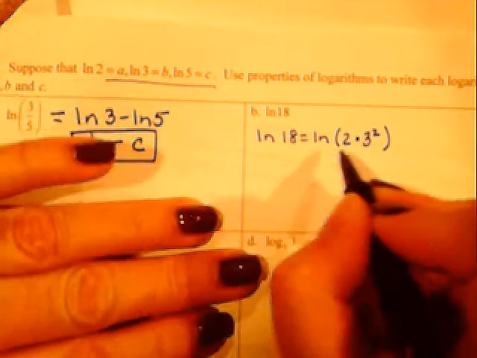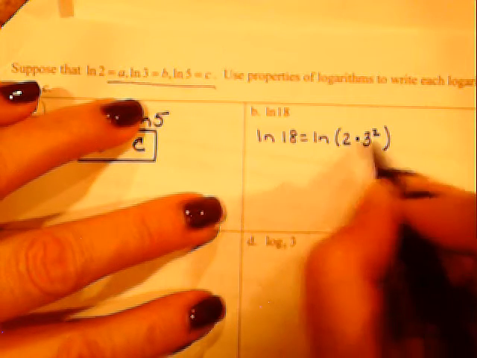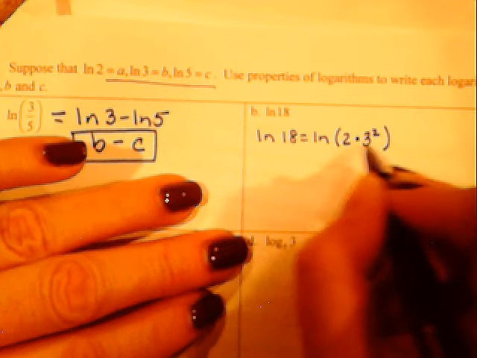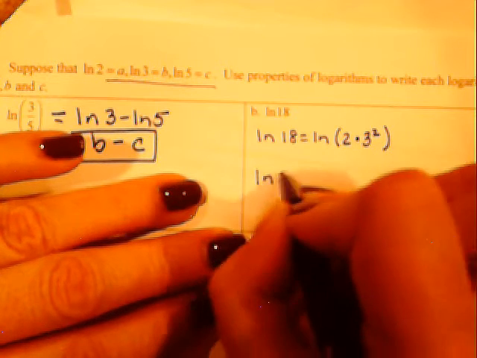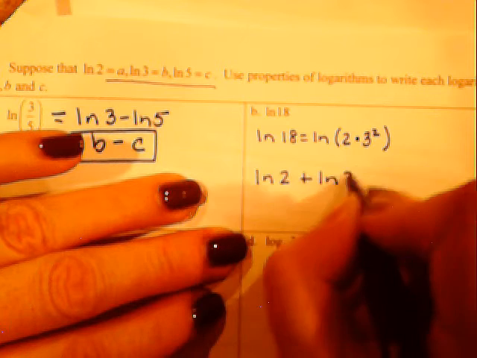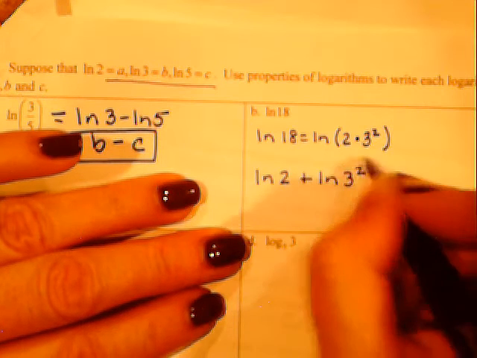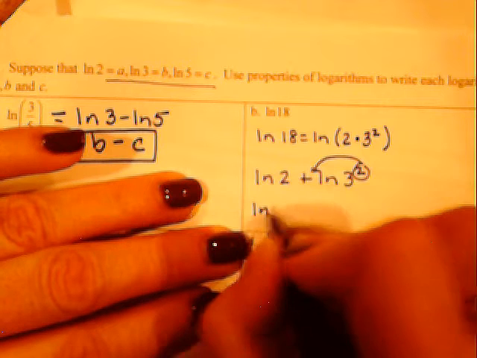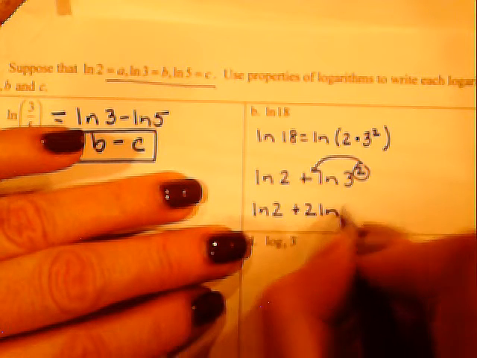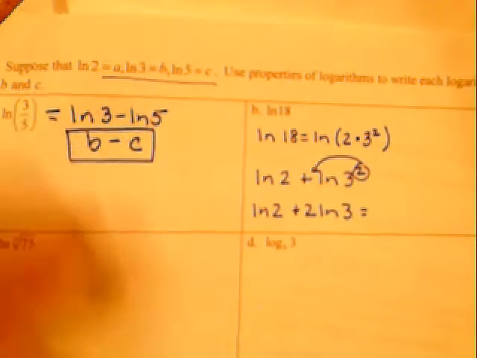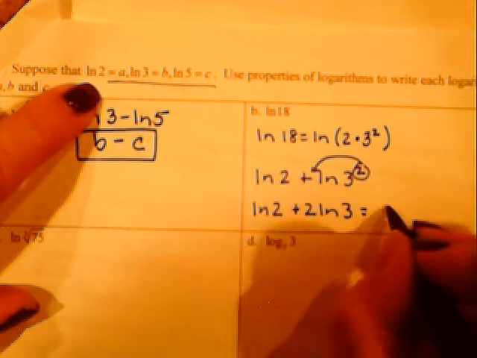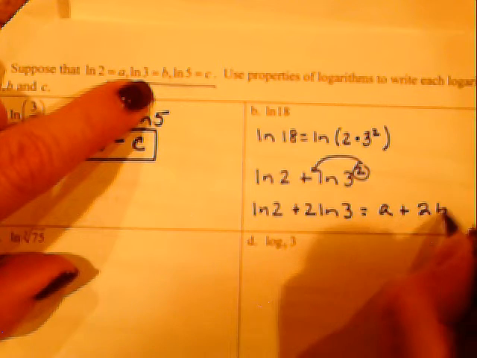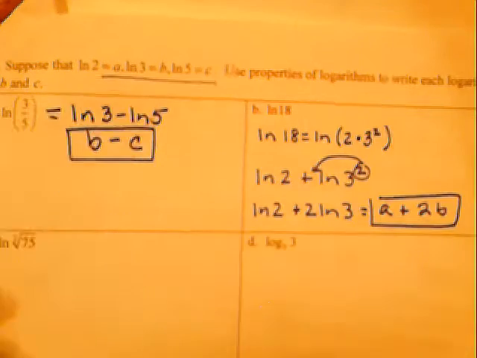So now, using what information they're giving you, I can rewrite this as a product. Excuse me, using my addition property or product property of logarithms, I can rewrite this as the natural log of 2 plus natural log of 3 squared. Using your power property, I can move the 2 as the coefficient of the natural log. Natural log of 2 plus 2 times the natural log of 3. Natural log of 2, they're telling me, is equal to a, plus 2, natural log of 3 is equal to b. So a plus 2b is your answer.